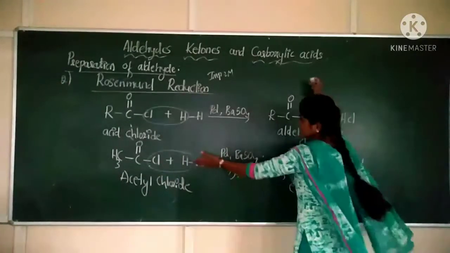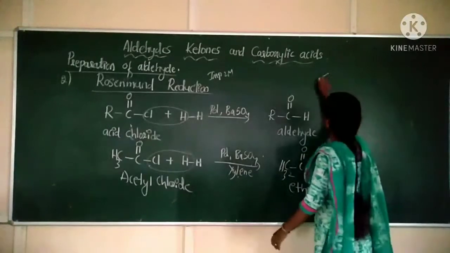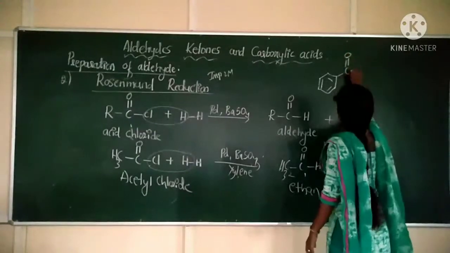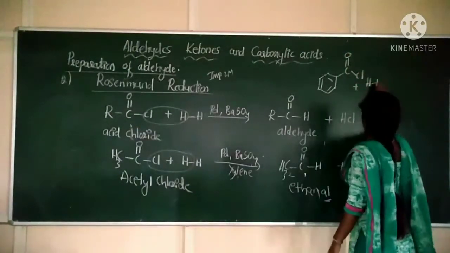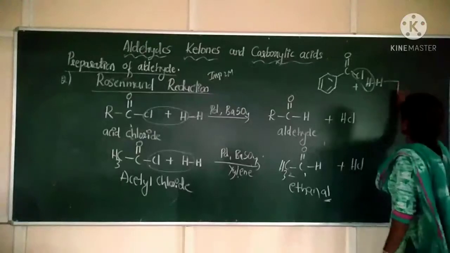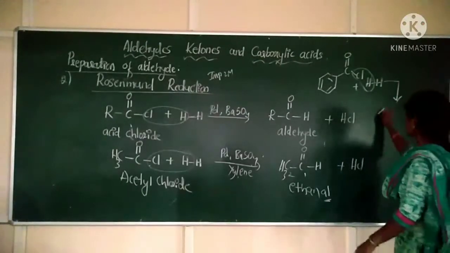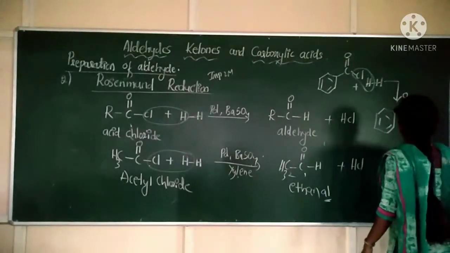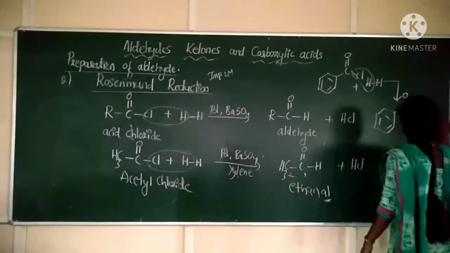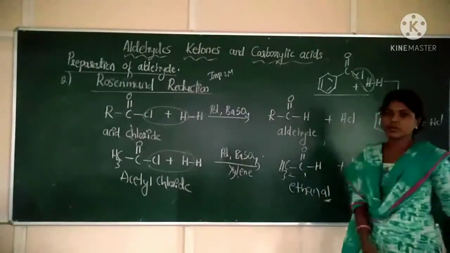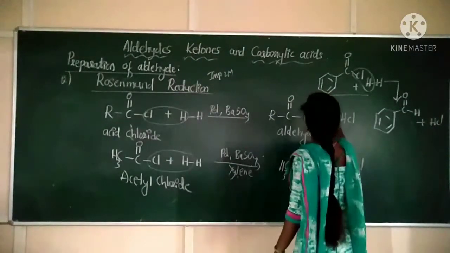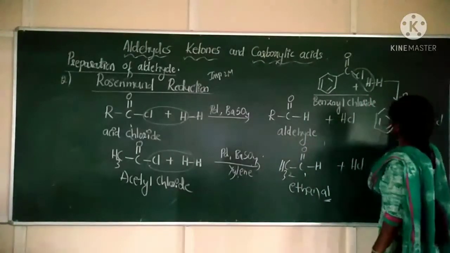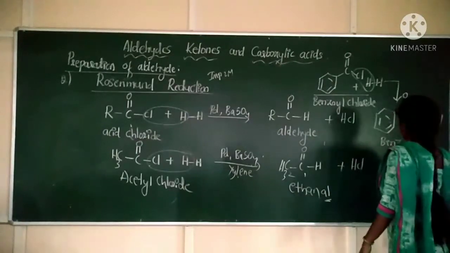Take benzene in place of R. So this will be what? Benzoyl chloride. C double bond O, Cl plus H into H. Remove this one. So what will be the product? Benzaldehyde is the product. C double bond O, H plus HCl. What is it? Benzoyl chloride is the name of the reactant. So this one is what? Benzaldehyde.